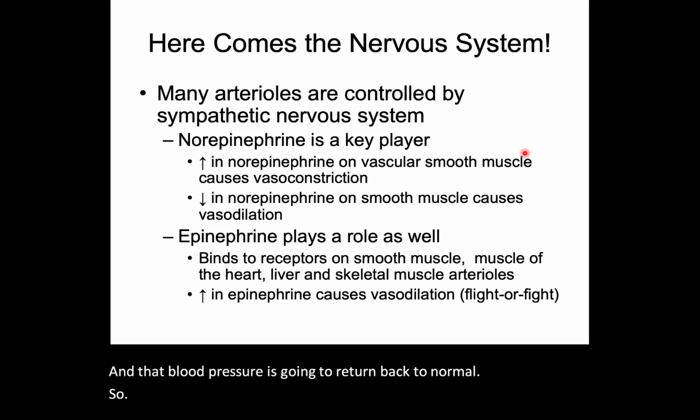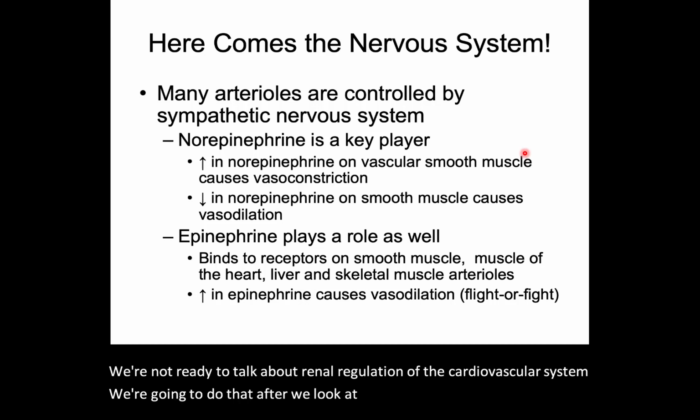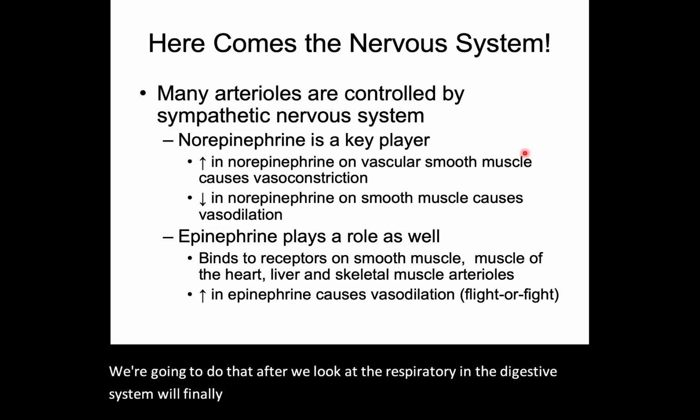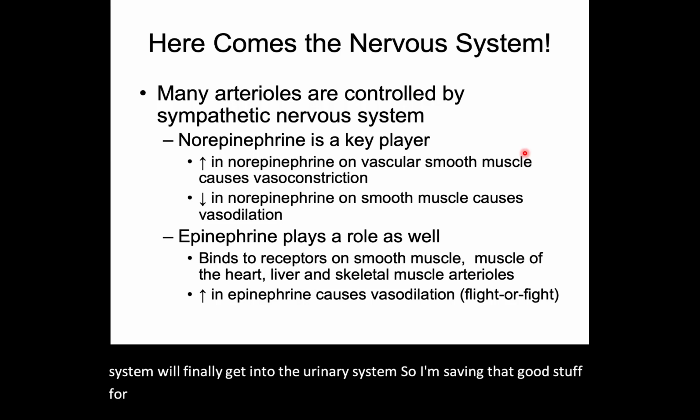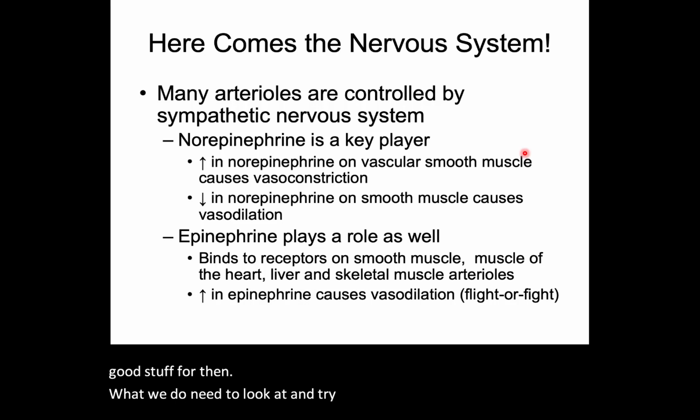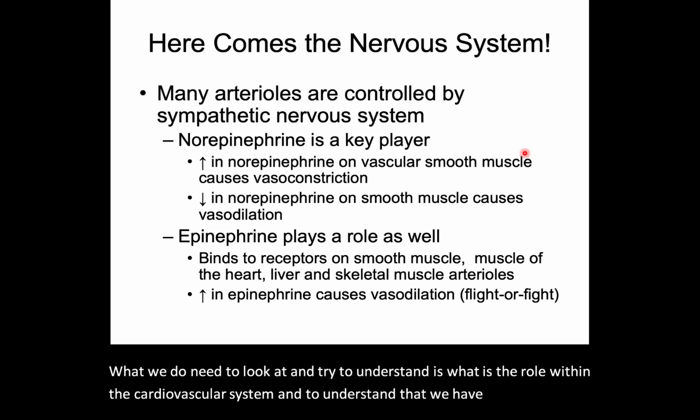We're not ready to talk about renal regulation of the cardiovascular system. We're going to do that after we look at the respiratory and the digestive system. We'll finally get into the urinary system, so I'm saving that good stuff for then. But what we do need to look at and try to understand is what is the role within the cardiovascular system? And to understand that, we have to go back to the sympathetic nervous system.